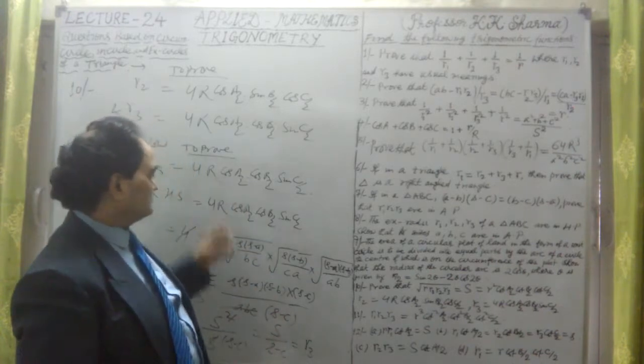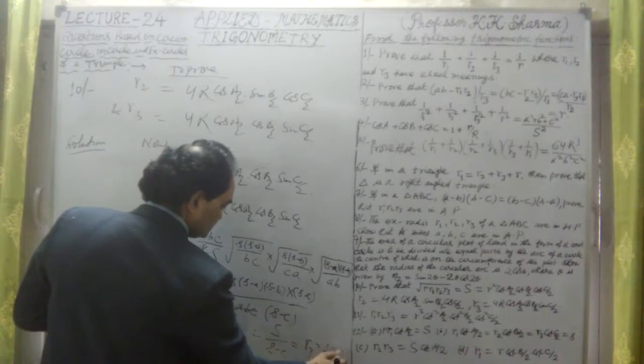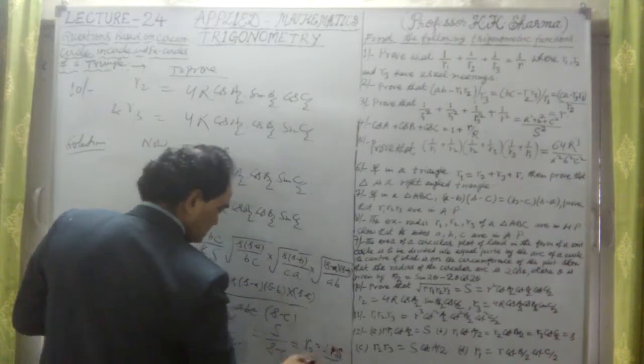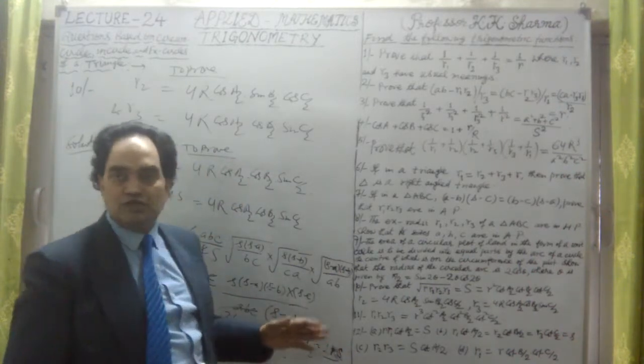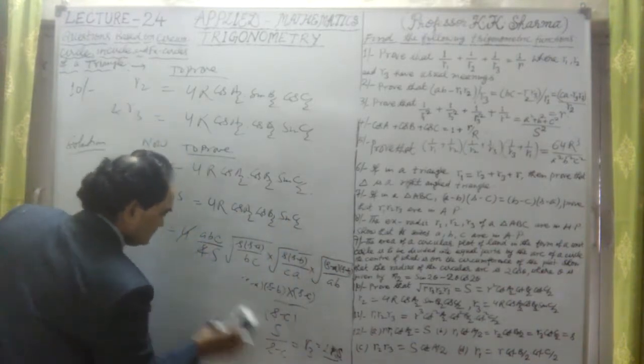The same, this is obtained as the left hand side. We have obtained this as the left hand side. But we know that R3 is capital S upon S minus C. That is the answer here.